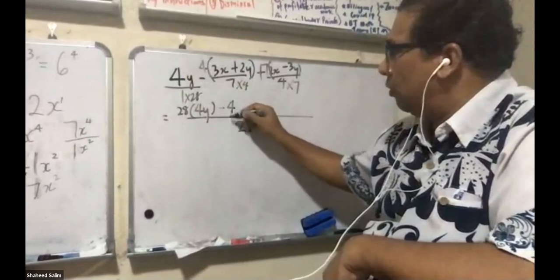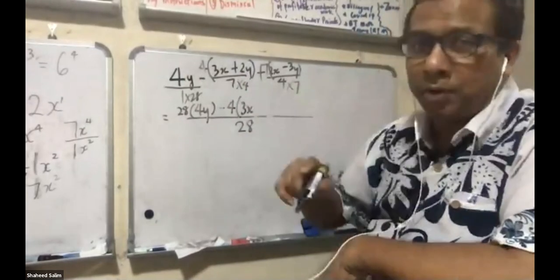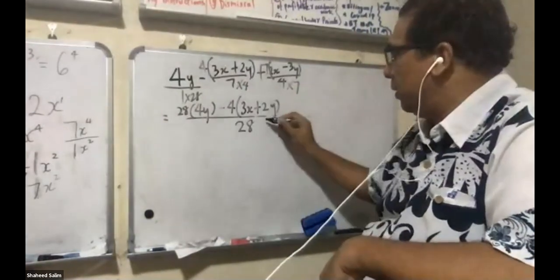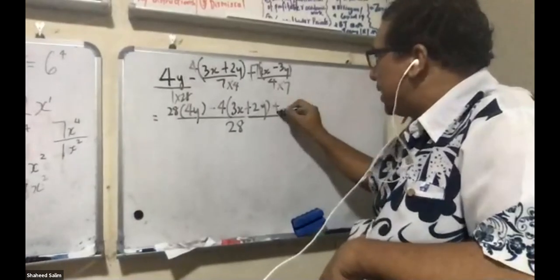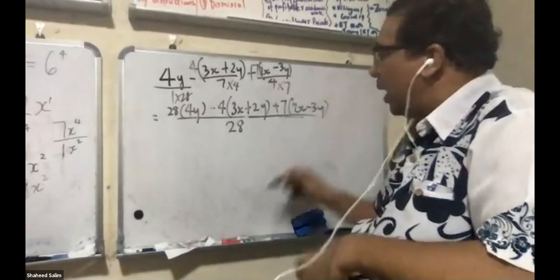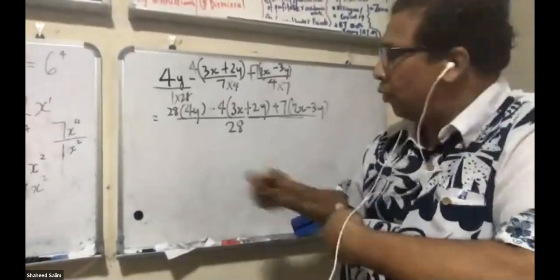Minus 4. Why? Because this times 4, right? I'll put like this. Why? You will see why. Because you will make careless mistakes if you don't do this method. Plus 2y. And then plus 7. Bracket 2x minus 3y. Now, I'm just going to ask you a very simple question. 28 times 4, you get 112y.